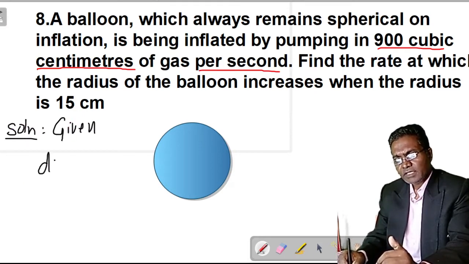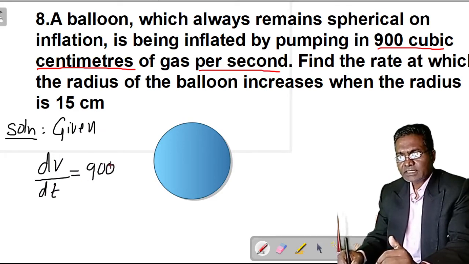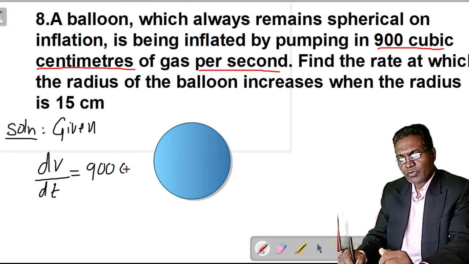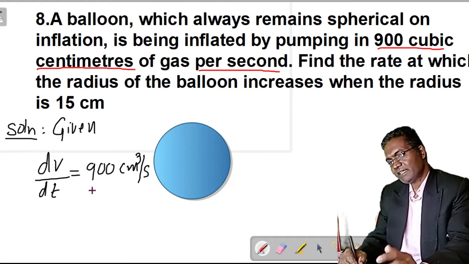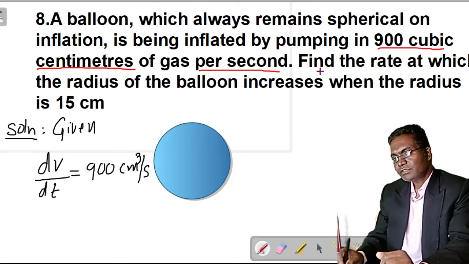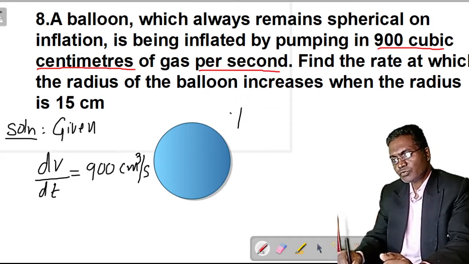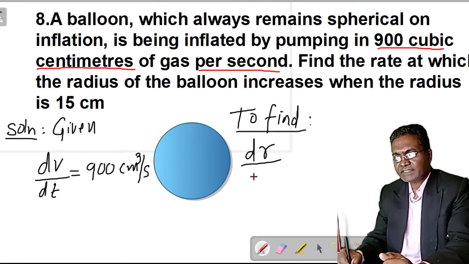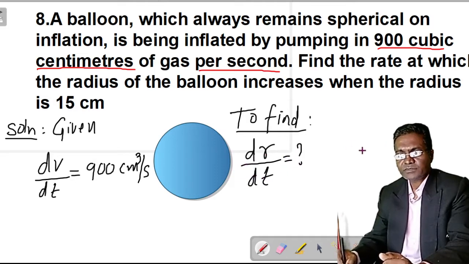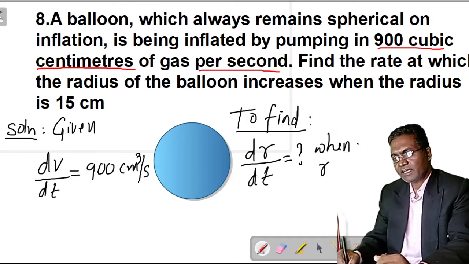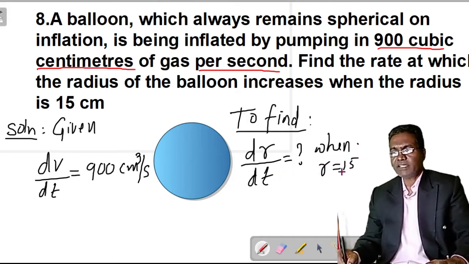So it is given that if V is the volume of this spherical balloon, its volume is increasing at the rate of 900 cubic centimeter per second. This is your given. Now you are asked to find the rate at which the radius of the balloon increases when the radius is 15 centimeter. So you have to find at what rate the radius is increasing when r is 15 centimeter. So you have to find the value of dr by dt when r is 15.